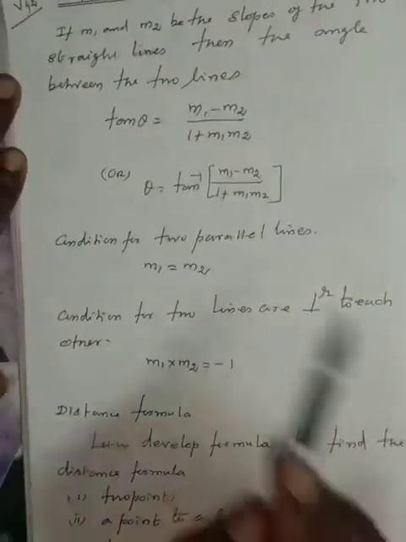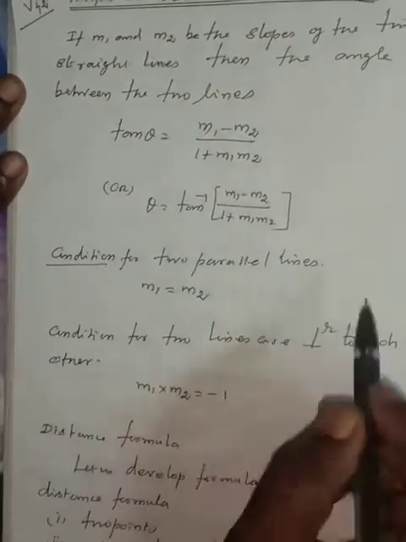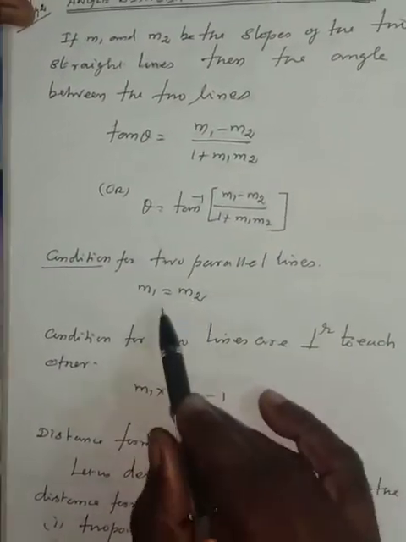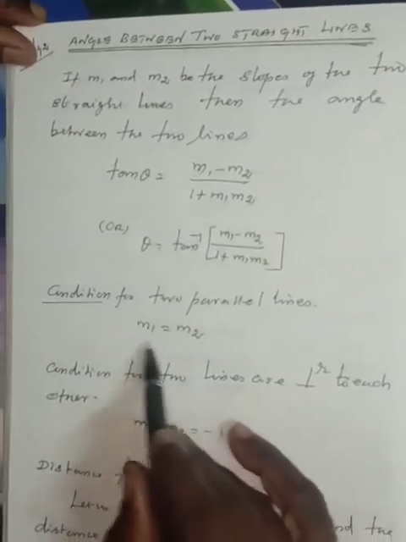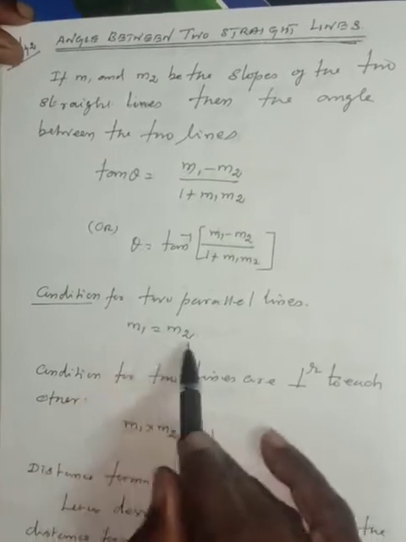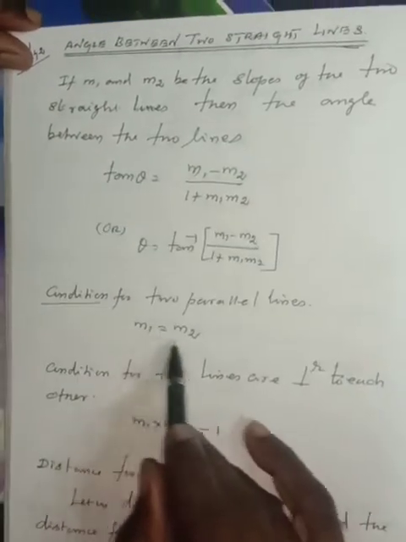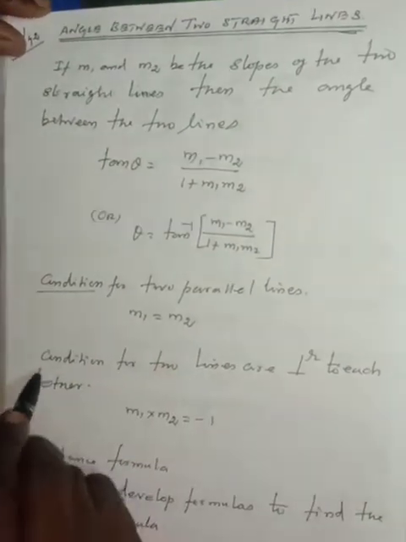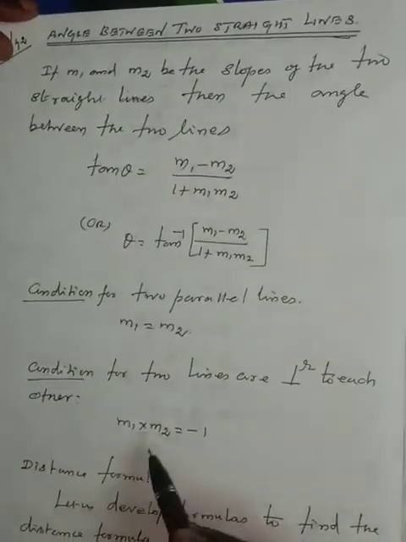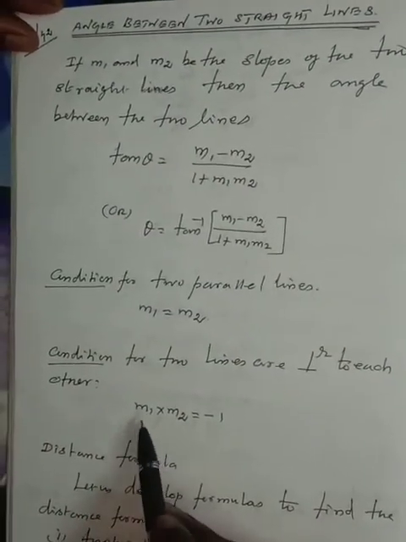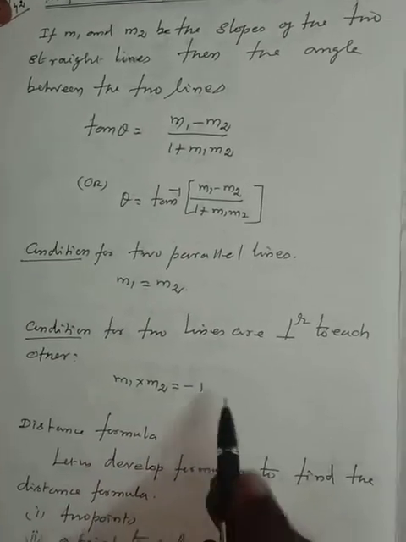The condition for the parallel lines is that the two slopes are equal. If two straight lines are given, then the first line's slope is equal to the second line's slope. The condition for two straight lines to be perpendicular to each other is that the product of the slopes will be minus 1.